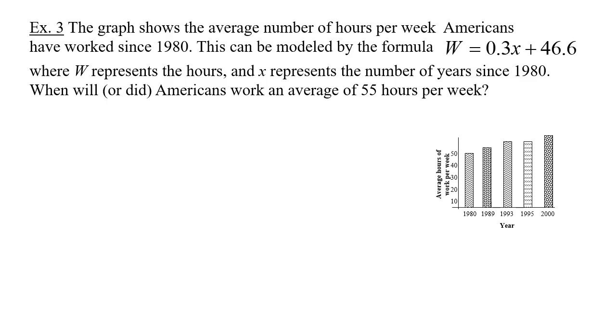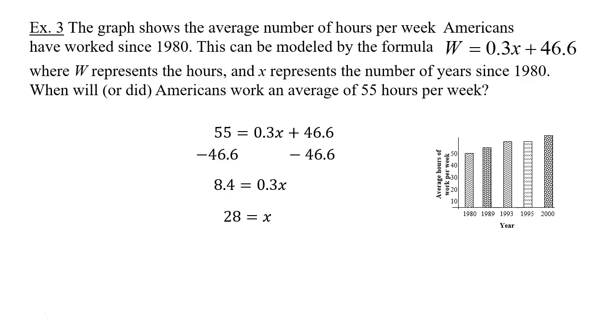W is the number of hours and x is the number of years, or time, since 1980. So the 55, if I want to solve this problem, the 55 needs to be substituted in for one of those variables. And since 55 is hours, we're going to substitute that in for W. So I've got 55 equals 0.3x plus 46.6. So we're going to solve this equation, subtract 46.6 from both sides, and then take the resulting value and divide it by 0.3, and we get a solution of x equals 28.